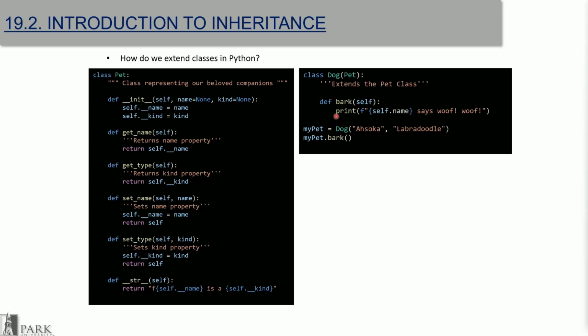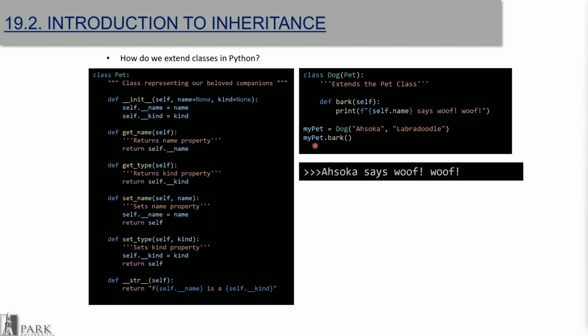So here we are adding another method called bark, and we're just going to print off, my name says whatever, right? And if we were to run this code, when we create our dog object, and we're passing in a name and we're passing in a kind, and this is actually my dog, right? When we create it and we call bark, then it's going to say, Ahsoka says woof woof, because that is the method that we created.